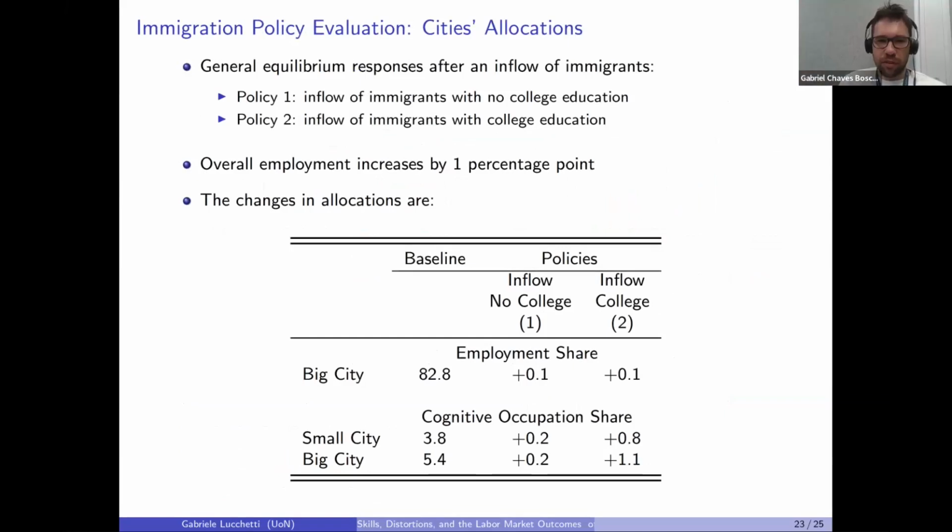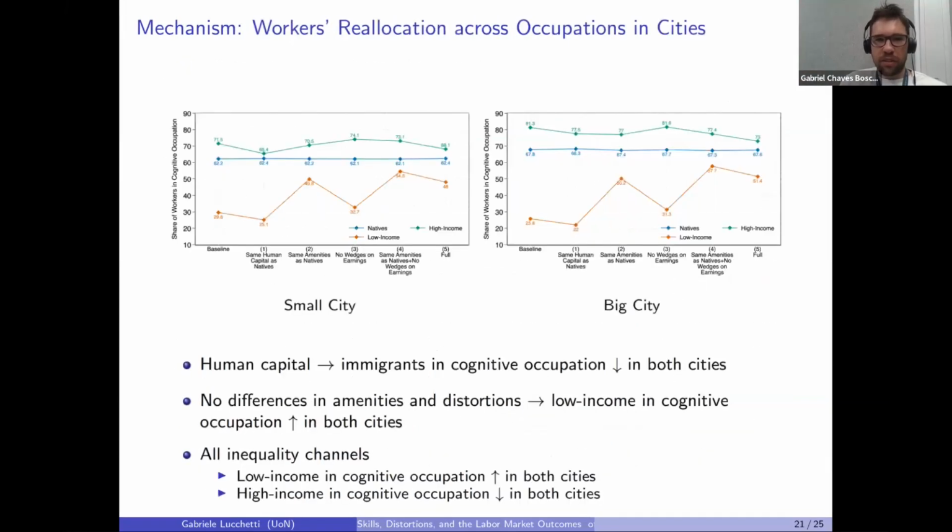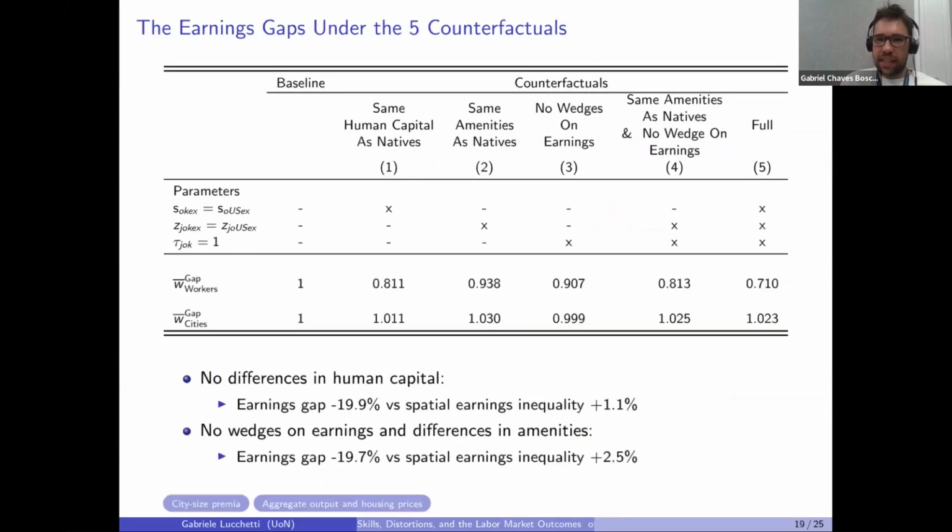Gabriele, I have one question before you move on. With respect to the counterfactuals, Joel asked whether in the pool, so in column 5 of the previous slide, we can interpret that as a pure population composition effect, as in inequality being due to the migrant/native population being different across big and small cities?